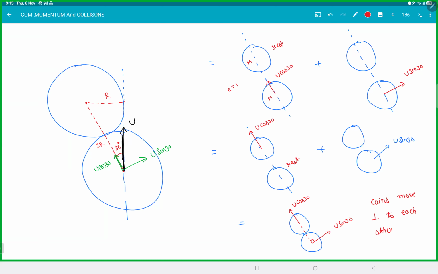Is that clear, everyone, how we did? Making sense? So it looks like a head-on collision, right? The only new thing you did is resolving the velocities along the normal and perpendicular to the normal. Once you got that, it is straightforward from there.